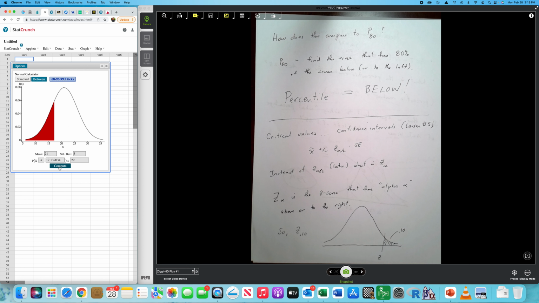I think you get the gist here. All right. So again, percent below, and just don't get sloppy and put greater than there. If you do, you're going to miss it, because you have to put less than for percentile.